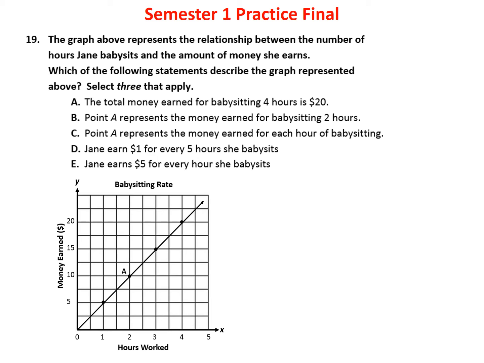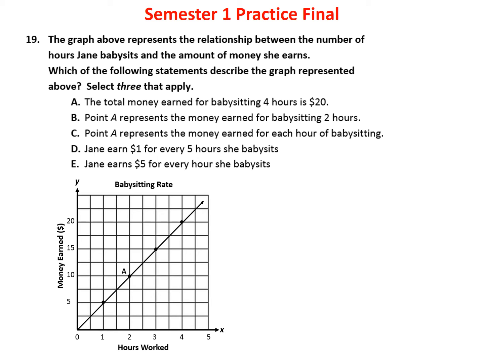In problem 19, they give us a graph below, and it represents the relationship between the number of hours that Jamie works and the amount of money that she earns. So it's work versus hours. Which of the following statements describe the graph? So we just have to look at each statement and find which one is true.